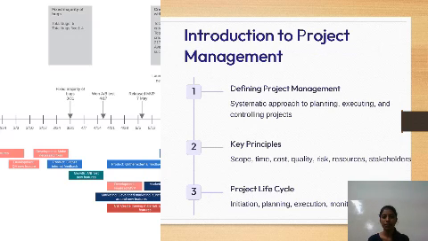Introduction to project management. The first one is defining project management: a systematic approach to planning, executing, and controlling projects. The second one is the key principles. It includes scope, time, cost, quality, risk, resources, stakeholders. And the third one is the project life cycle: initiation, planning, execution, and monitoring.